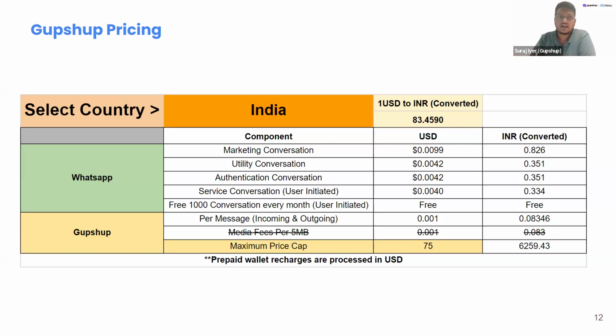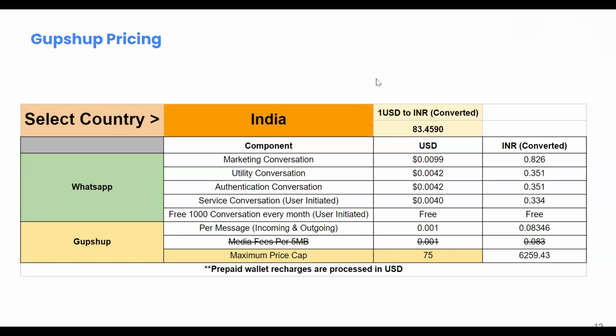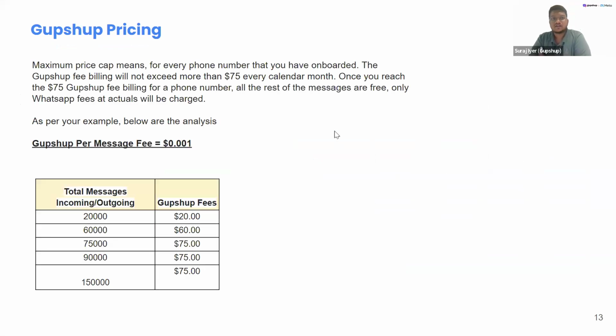Any other questions on this slide before I jump into the price cap? So this maximum capping is for 1 month charge, right? Correct. It's monthly, per phone number. So I'll just quickly explain the short definition that we have put up.